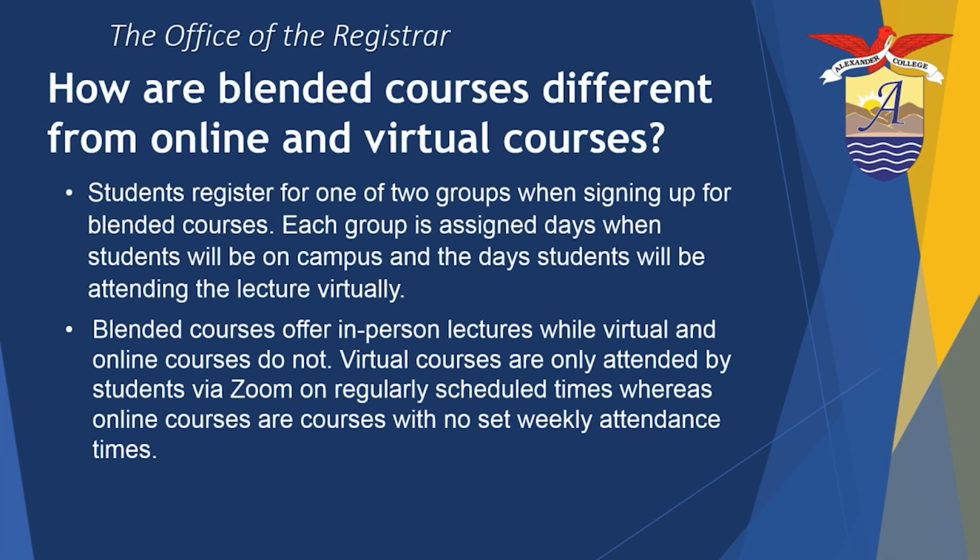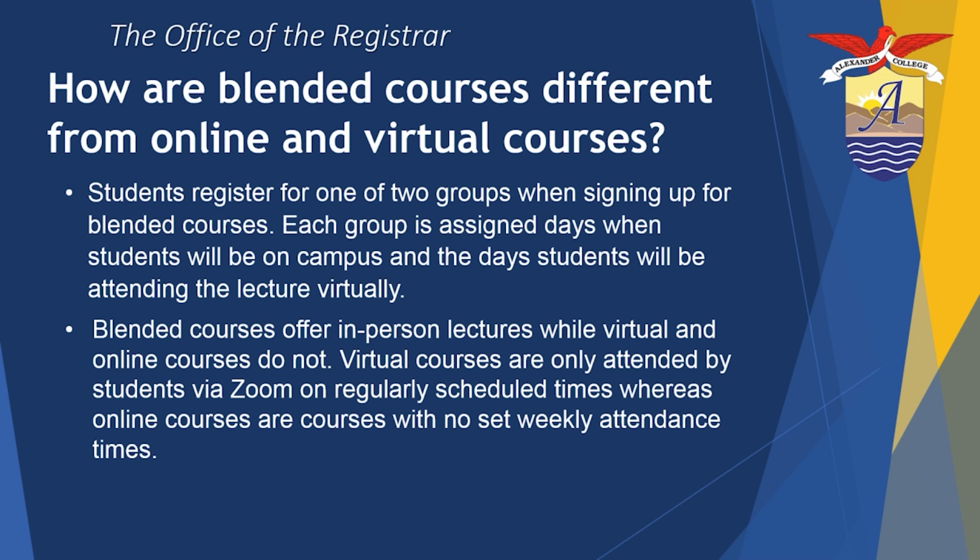How is a blended course different from the online and virtual courses? Blended courses are different from the online and virtual course types. A virtual course is considered synchronous. This means that students must attend mandatory lecture periods on Zoom to attend their course. An online course is considered asynchronous. This means that the course does not have any mandatory lecture component that requires attendance at a set weekly time.